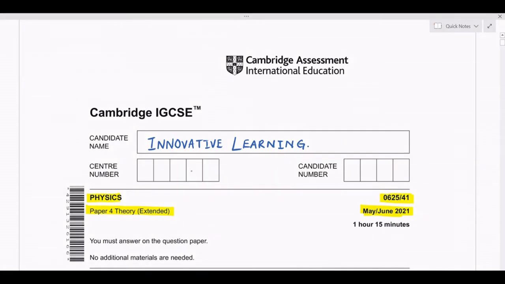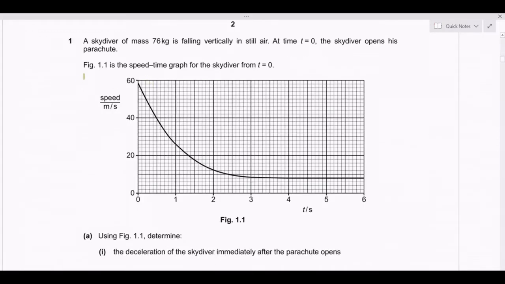Today we'll be solving Cambridge IGCSE Physics Paper 4, May-June 2021. Let's begin. Question 1. A skydiver of mass 76 is falling vertically in still air. At time t equals 0, the skydiver opens his parachute. Figure 1.1 is the speed time graph for the skydiver from t equals 0.